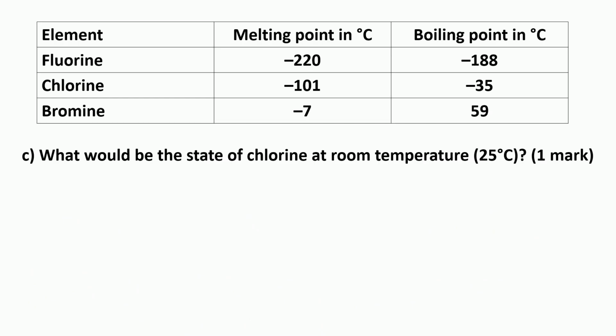This is a question that many people find tricky. So you're given a table of melting points and boiling points and you're asked what state something would be at room temperature. In this case, we're being asked what the state of chlorine would be at room temperature. So would it be a solid, liquid or gas?